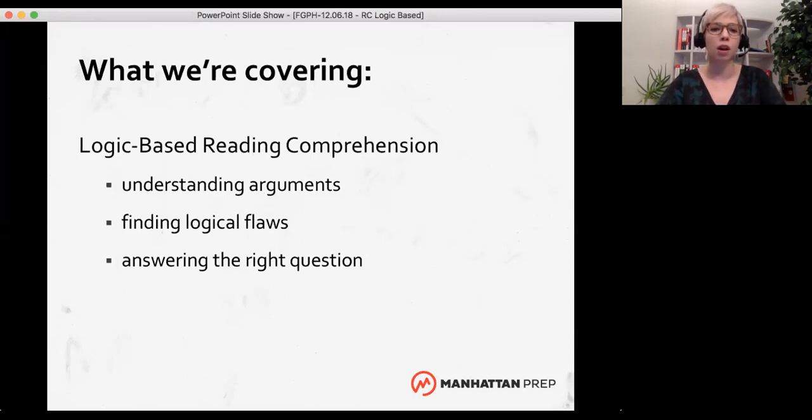Before we talk about logic-based reading comprehension, I want to talk a little bit about the verbal section in general. Those of you who've taken at least one practice test or have been studying for a while know that the verbal section of the GRE is composed of what types of questions? What do we have in the verbal section of the GRE?